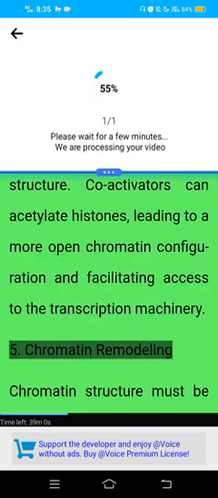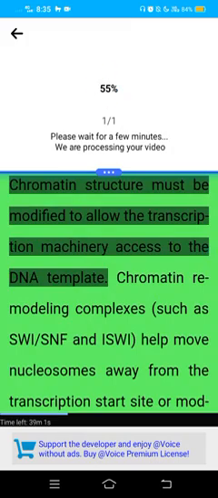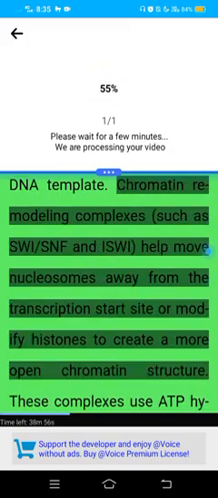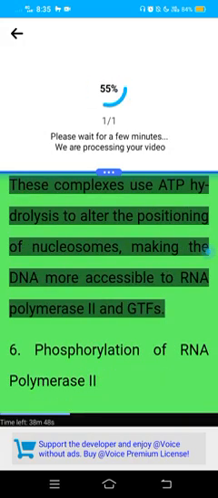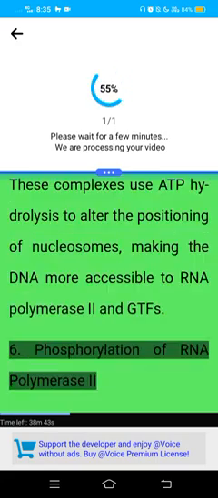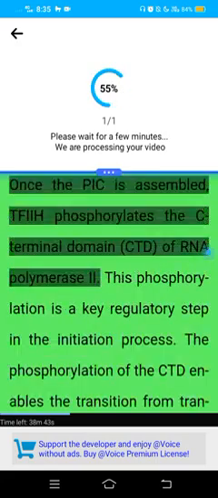5. Chromatin remodeling. Chromatin structure must be modified to allow the transcription machinery access to the DNA template. Chromatin remodeling complexes such as SWI/SNF and ISWI help move nucleosomes away from the transcription start site or modify histones to create a more open chromatin structure. These complexes use ATP hydrolysis to alter the positioning of nucleosomes, making the DNA more accessible to RNA polymerase II and GTFs.